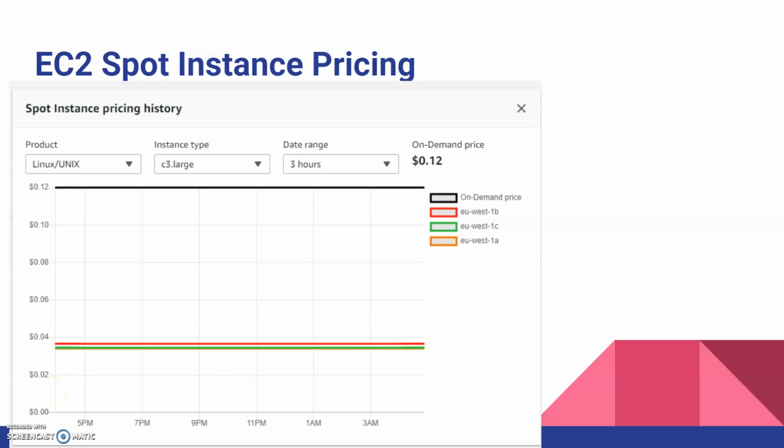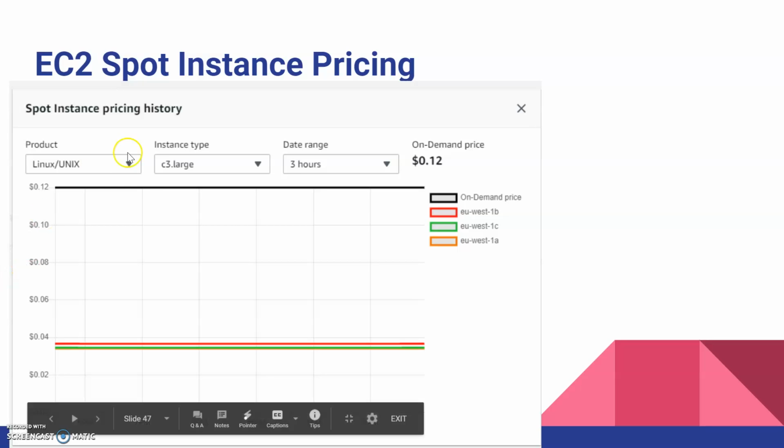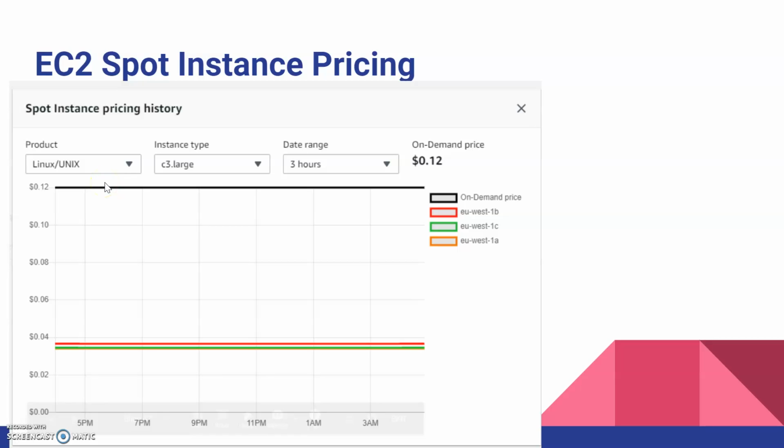This graph shows the spot instance pricing history over different time ranges. Here I have taken the last 3 years, but you can take 1 month, 2 months, or 3 months, as you want. Here you can find the price. It shows the on-demand price is 0.12, while the spot instance price is 0.04. So this is a gap of almost 90% cheaper than the on-demand instance. This is the difference between on-demand pricing and spot instance pricing. You will get a very low price compared with on-demand.